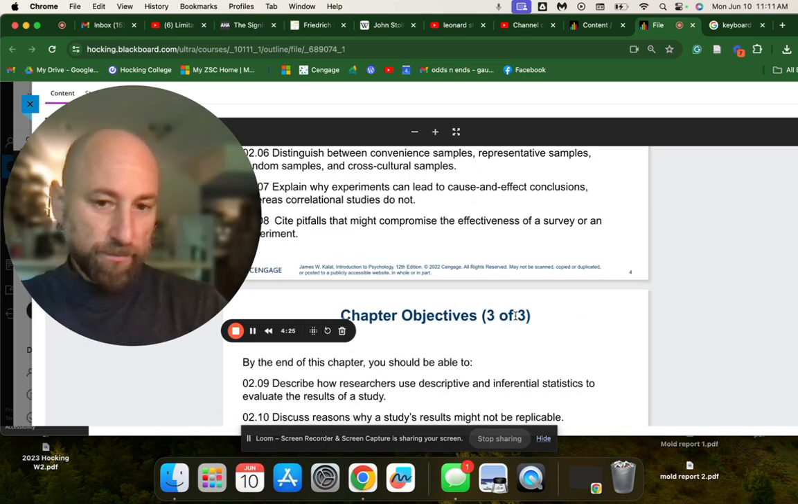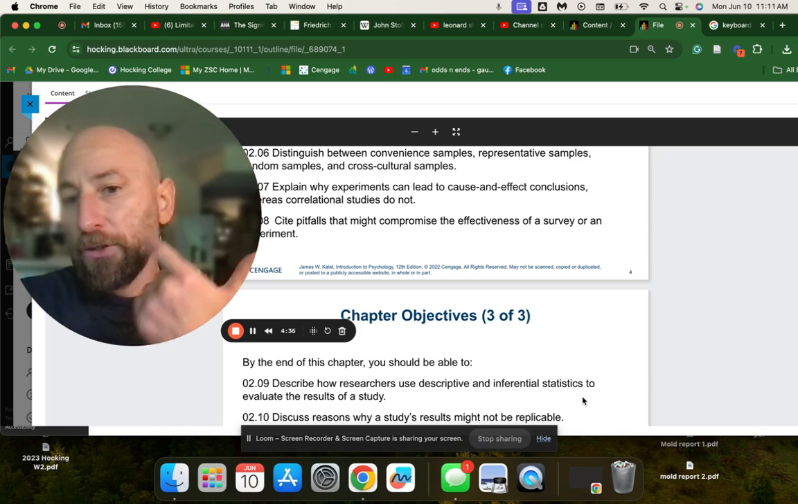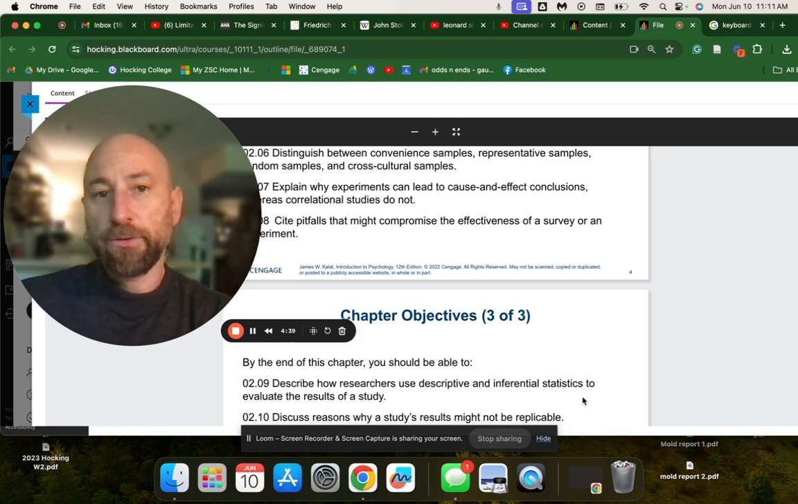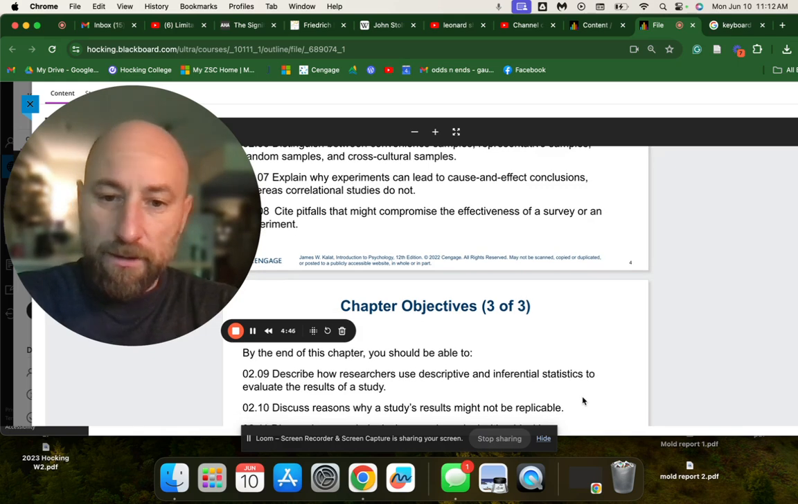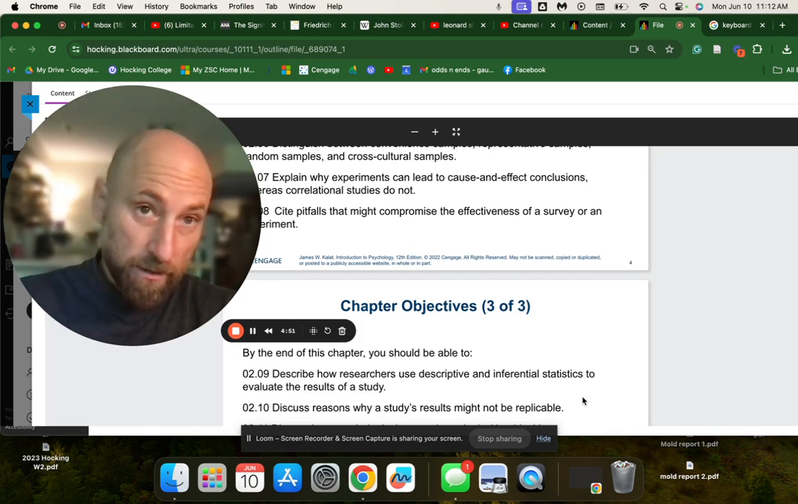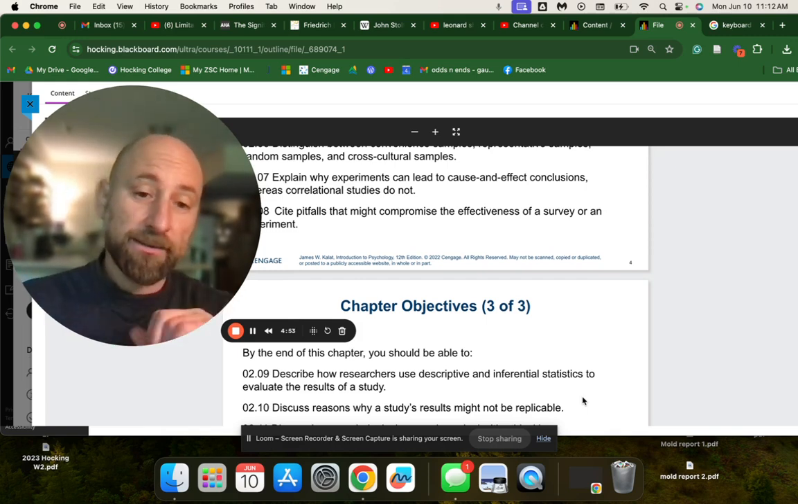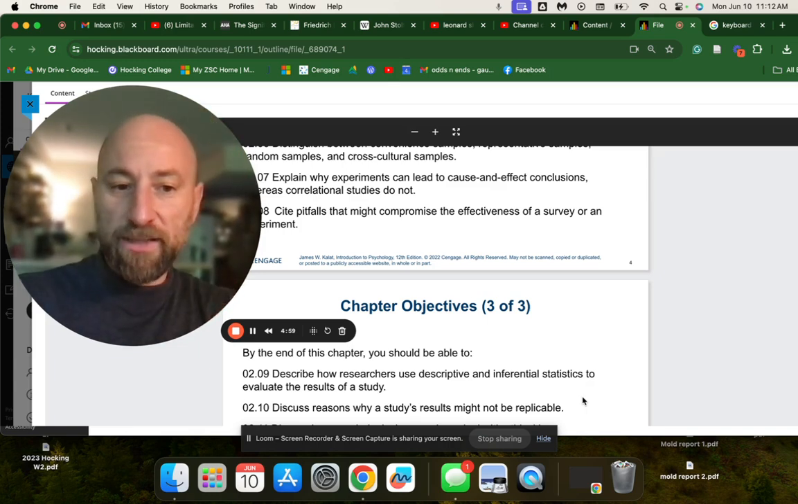Objectives: describe how researchers use descriptive and inferential statistics to evaluate the results of a study. We are not doing science if we are, number one, not collecting data, and number two, not analyzing that data using statistics. Anything that does not do those two things is not science. Sometimes scientists will write theories trying to piece together existing evidence, so that might be a slightly strong claim. But all science comes back to and has to be rooted in those things.